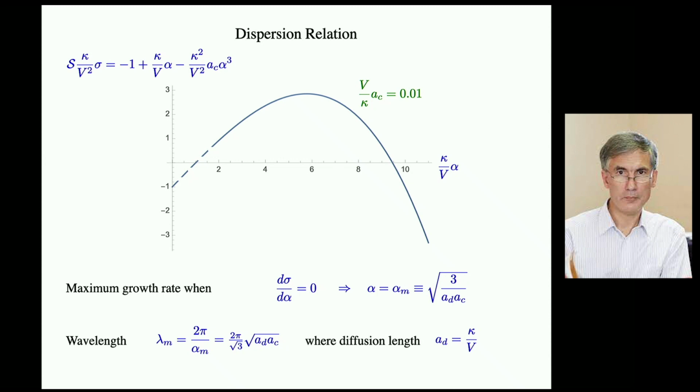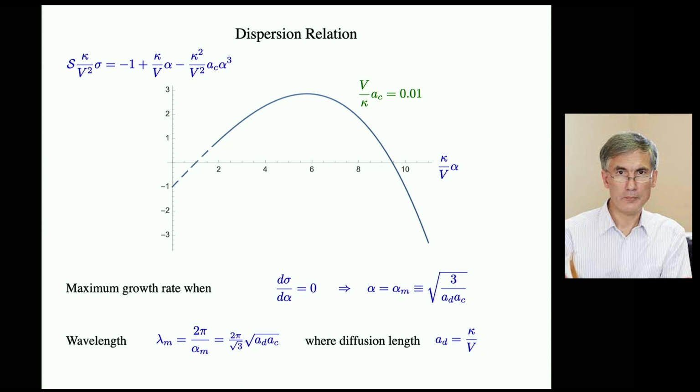That's going to happen when d sigma d alpha is 0, the usual way of finding a maximum. And if we do that, we find that alpha max, maximum growth rate, looks like the square root of a constant over a diffusion length times this capillary length that we found just now, this critical nucleation radius, which was a few nanometers. The diffusion length is this thermal diffusivity divided by the growth rate. Okay. So if I invert that, this is wave number.